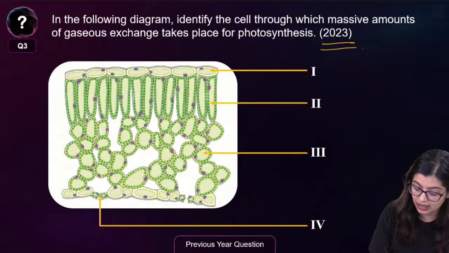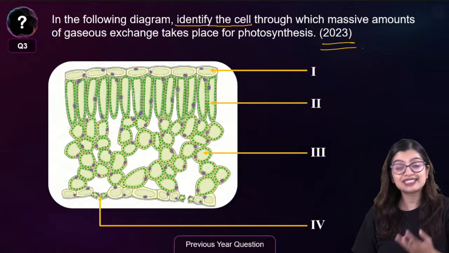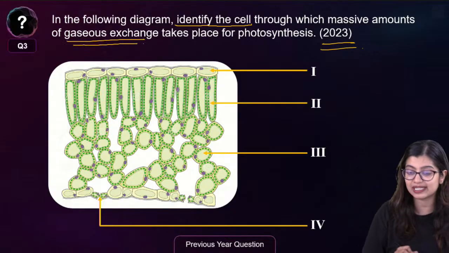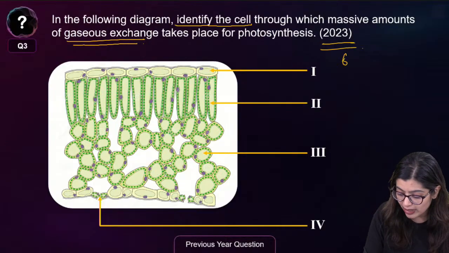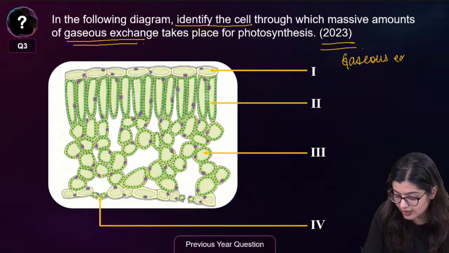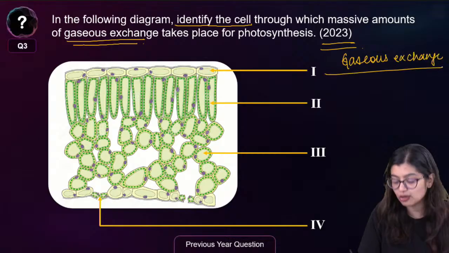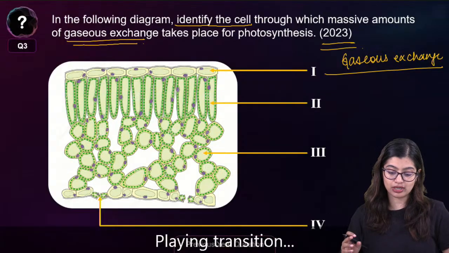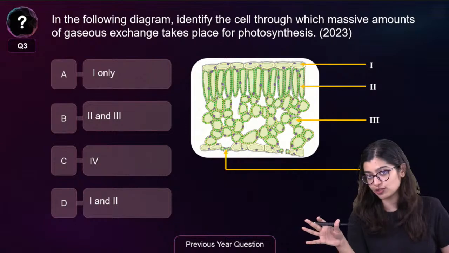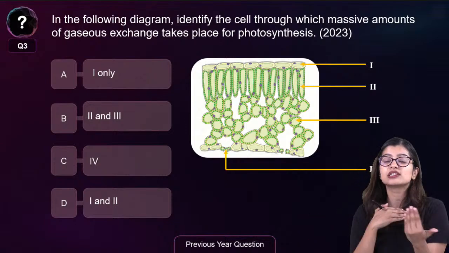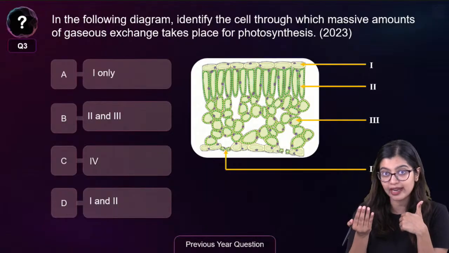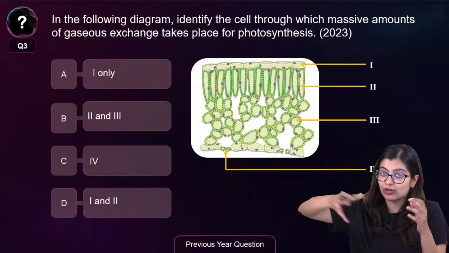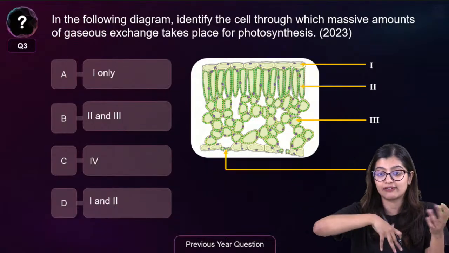And you need to identify the cell or the part wherein massive amounts of gaseous exchange take place. So quickly to recall, what is gaseous exchange? Gaseous exchange can be defined as the movement of gases simultaneously by the process of diffusion from a region of high concentration to low concentration. So when we talk about gaseous exchange, it is the movement of carbon dioxide and oxygen, right? So in photosynthesis, carbon dioxide goes from the outside to the inside. Oxygen is produced as a byproduct of photosynthesis, which is then given outside.